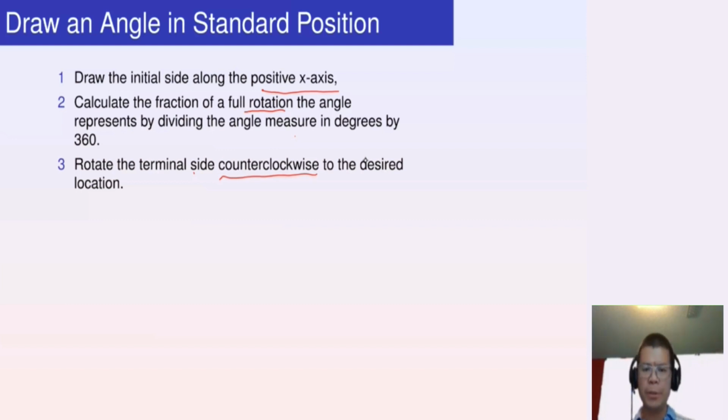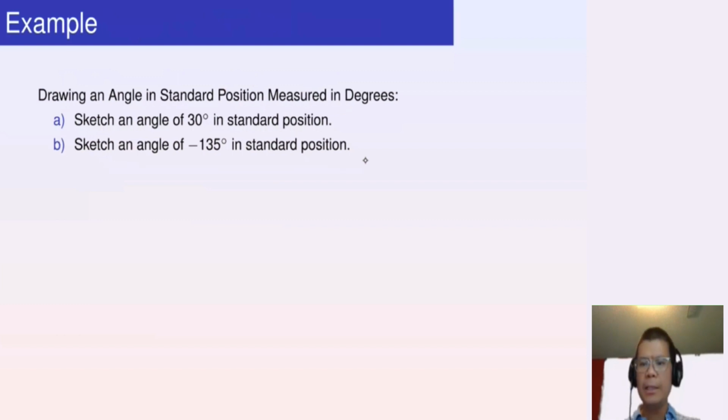Now let's consider an example here. Natalie, can you read for us? Drawing an angle in standard position measured in degrees. A, sketch an angle of 30 degrees in standard position. B, sketch an angle of -135 degrees in standard position. Very good. Thank you, Natalie. Now let's consider this one. How are we going to do this? I'm going to do A together, and then I would like you to sketch B.